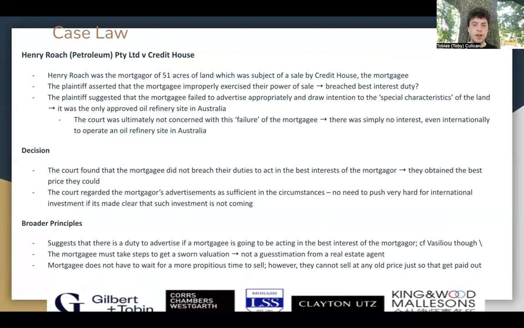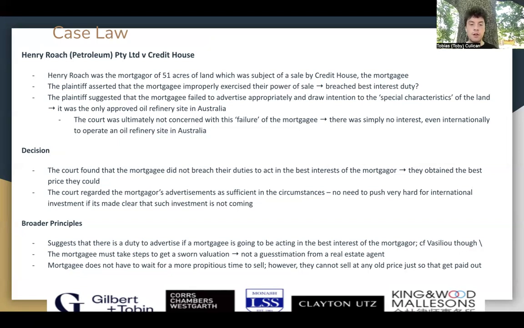So I shall go through it in some way for you. Henry Roach Petroleum Proprietary Limited versus Credit House. Henry Roach was the mortgagor; you can probably presume Credit House is going to be the mortgagee, and you'd be correct. Henry Roach was the mortgagor of 51 acres of land, which was subject to a sale by Credit House, the mortgagee. They've defaulted, of course.